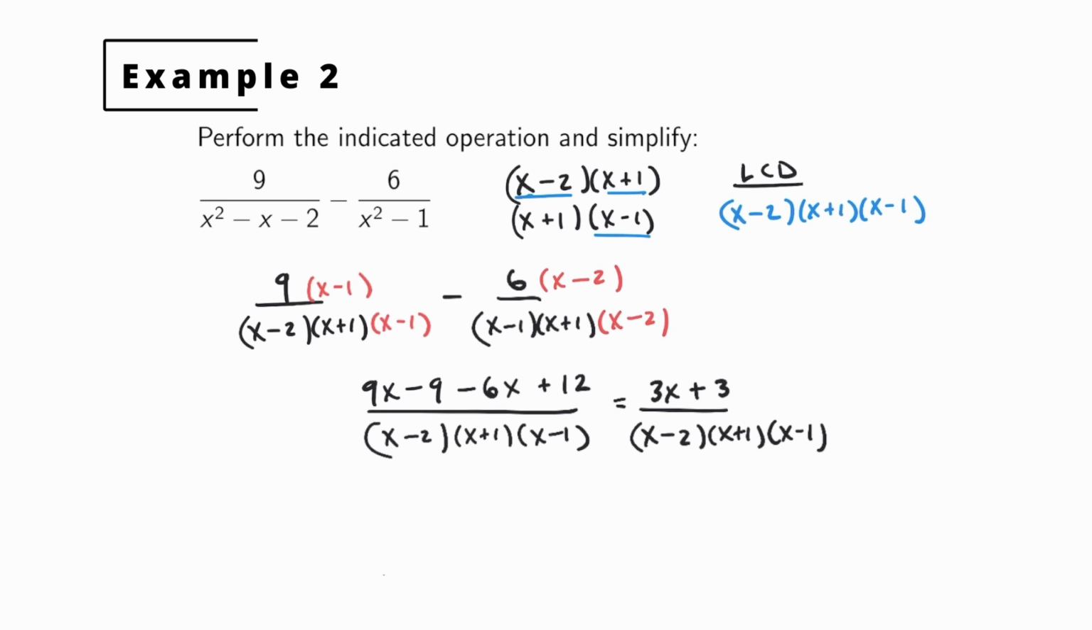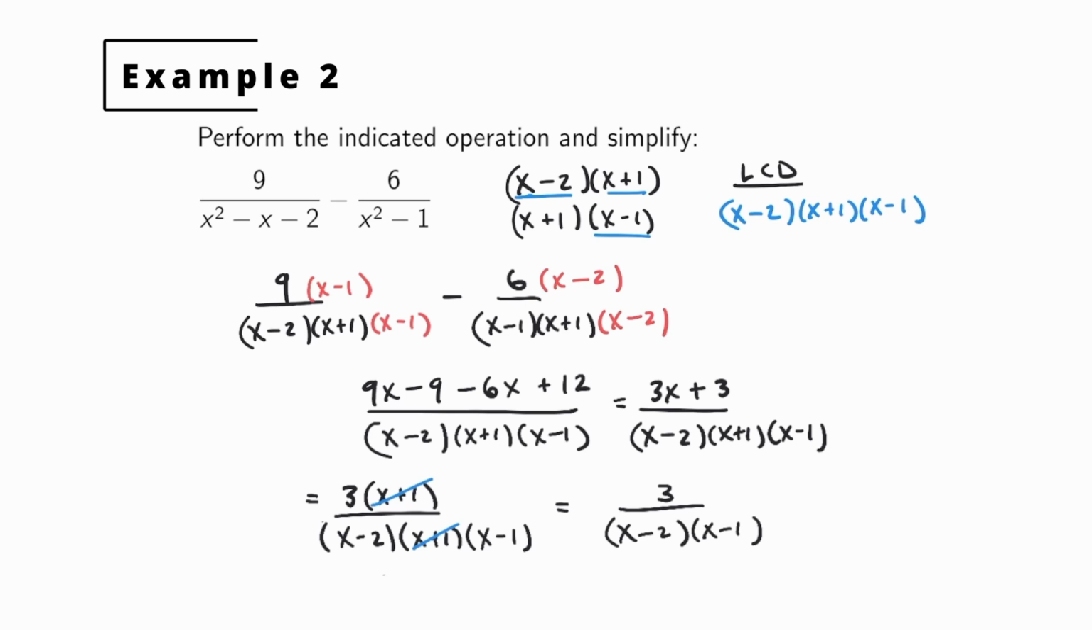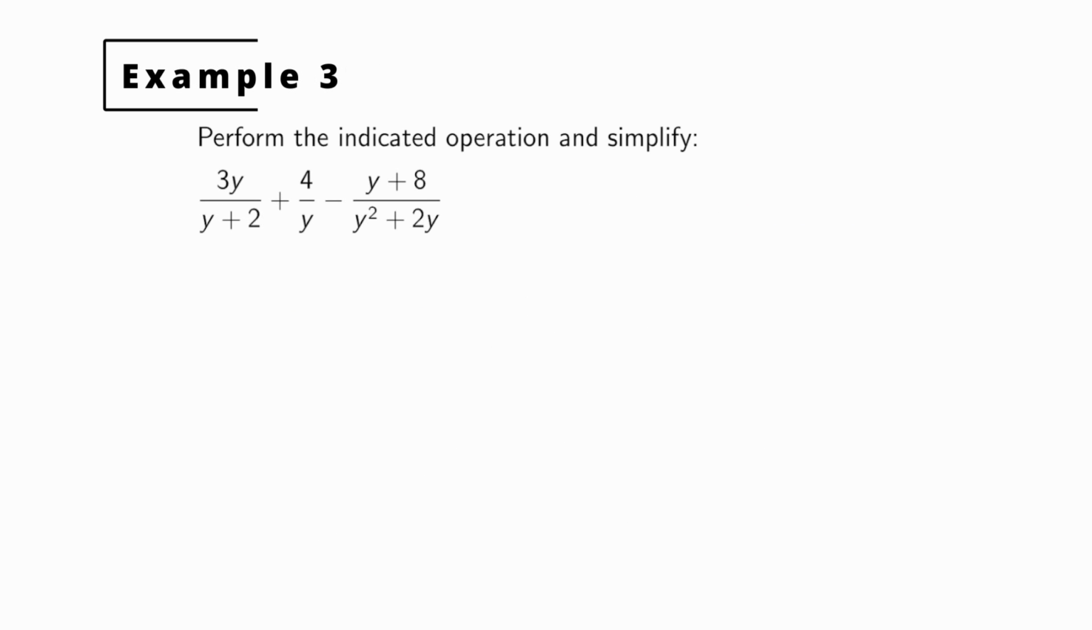So from the numerator, we can factor out a 3. So we have 3 times x plus 1 over x minus 2 times x plus 1 times x minus 1. So we have that common factor in the numerator and denominator of x plus 1, so we will cancel it out. And it leaves us with our final answer of 3 over x minus 2 times x minus 1.